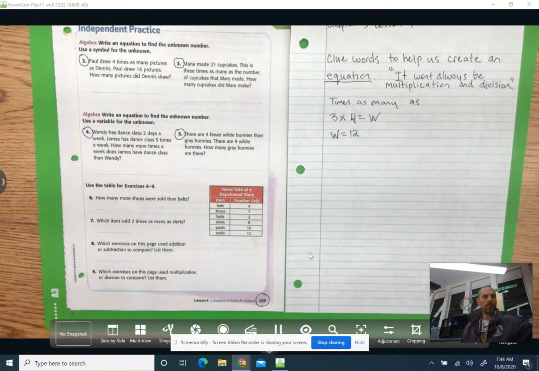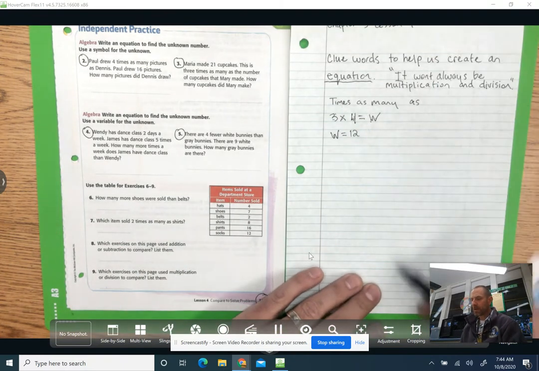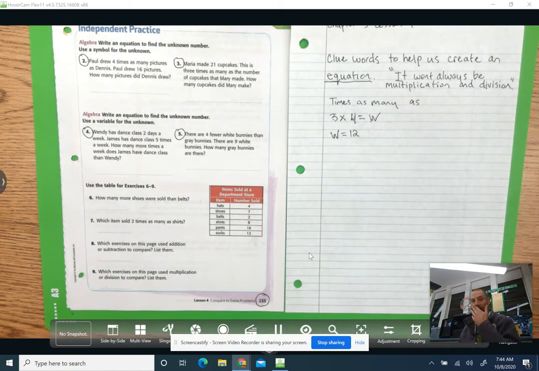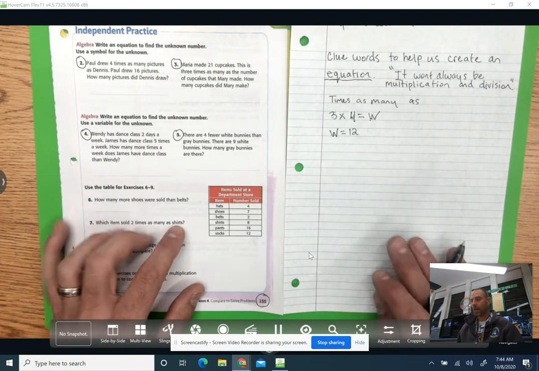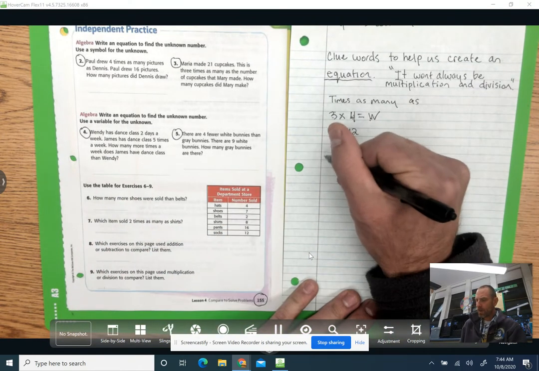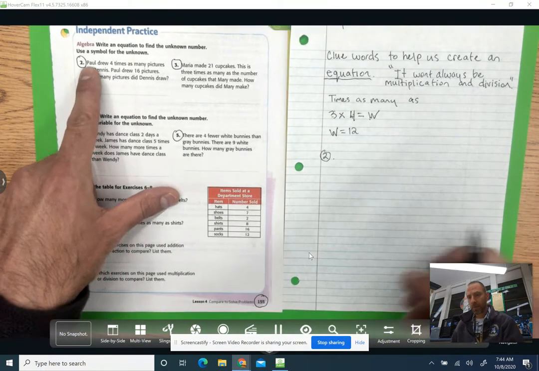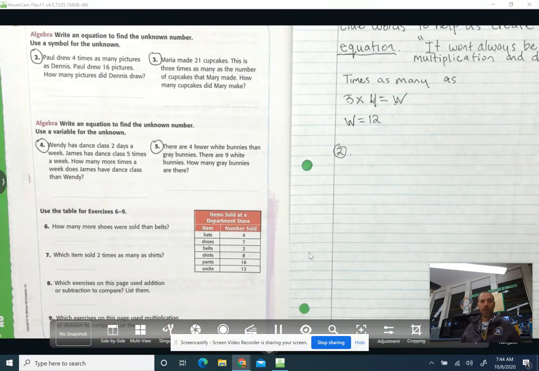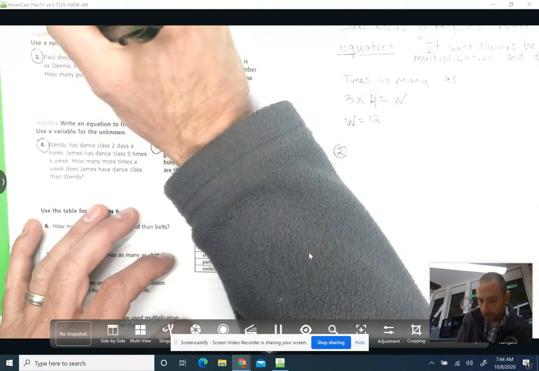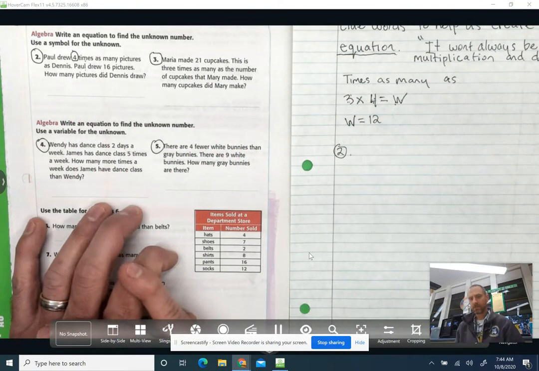Now, I am going to be using my scratch paper without folding it into 8ths. It is very helpful if you fold your scratch paper into 8ths. It'll help you follow along. We are going to do number 2. So let's look at number 2. We got Paul. Paul's drawing pictures, and Paul drew 4 times as many pictures as Dennis.